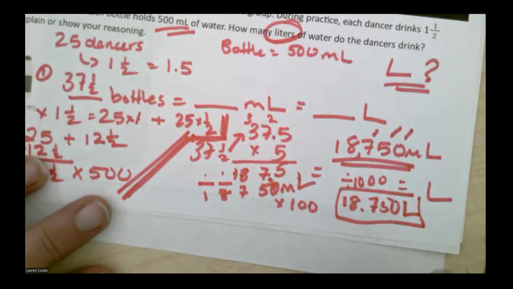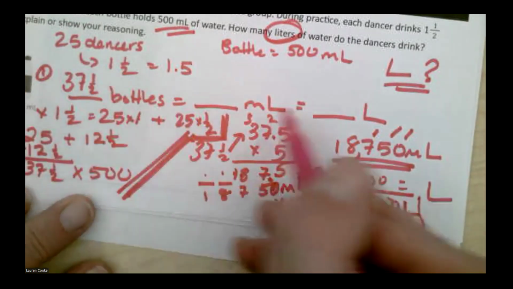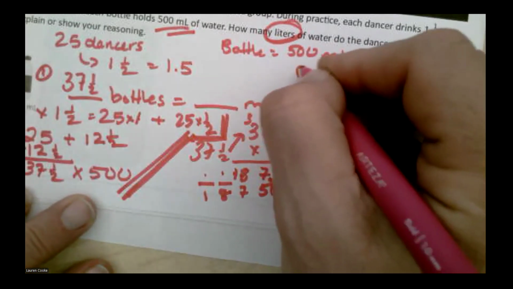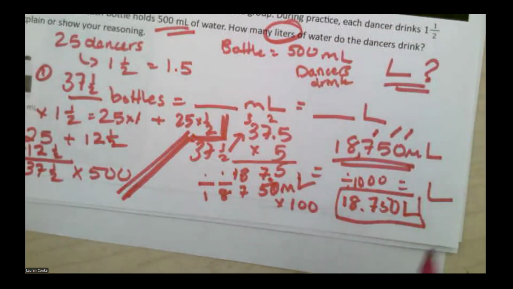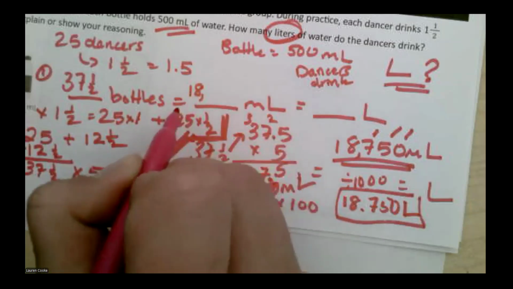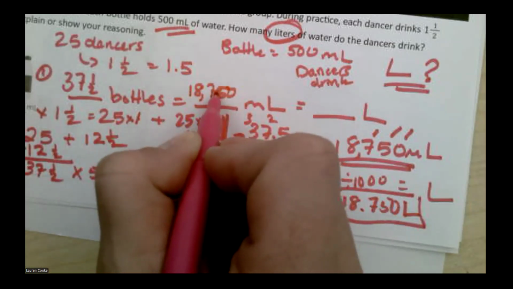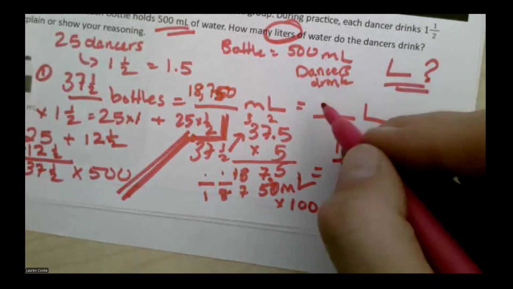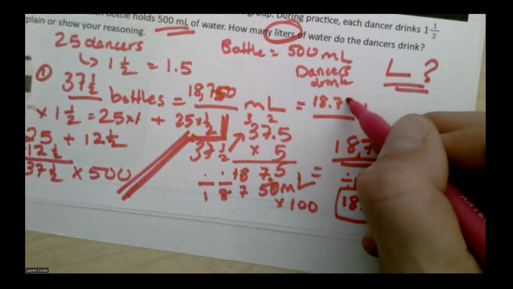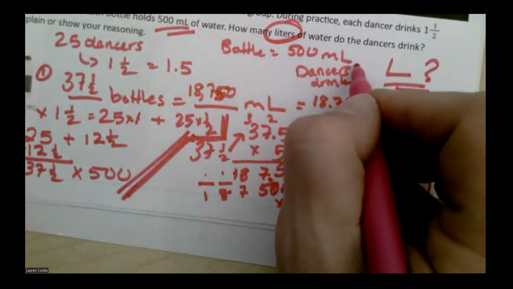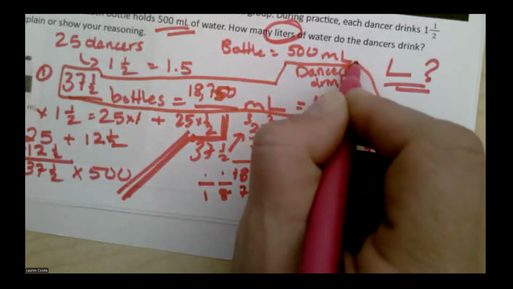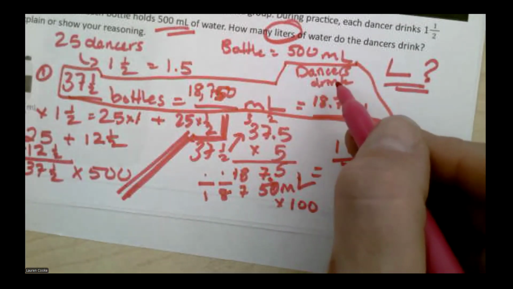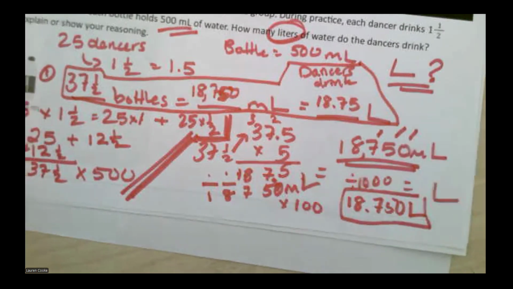Yikes. So now I'm just going to go back up and fill in the information in my plan, and I'm going to write dancers drink, and I'm going to circle it so it's easier for my teacher to see. All right, so I have 18,750 milliliters, and I divide that by 1,000, so I get 18.75, and that's what my dancers drink. It's 37 bottles. Answering dancers drink, that's 1 point. 18.75 is another point.